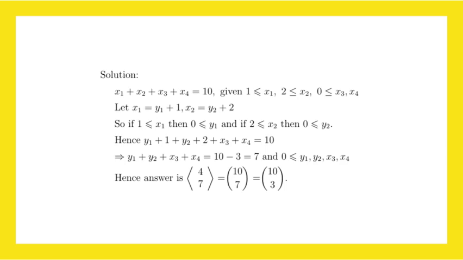So if we just shift those 1 plus 2, that is 3, to the right hand side, we get the new equation as y1 plus y2 plus x3 plus x4 is equal to 7. And now all the variables y1, y2, x3 and x4 are greater than equal to 0. They can start from 0. And then it is our standard elbow notation problem, whose answer is 4 elbow 7, which is 10 choose 7 or 10 choose 3.